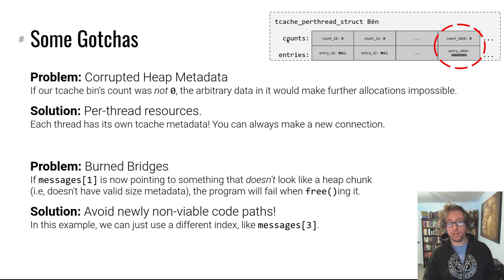One thing that you can rely on in a situation where there's multiple threads and there's a race condition and you can create new threads, like we can create here by creating a new connection. Each thread has its own cache, tcache metadata. Tcache means thread cache. It's per thread, like this per thread struct implies. So if you just disconnect from one connection and you connect from another one, you have a new tcache and you're good to go.